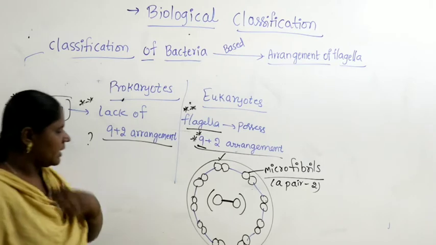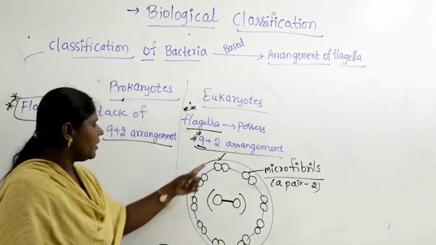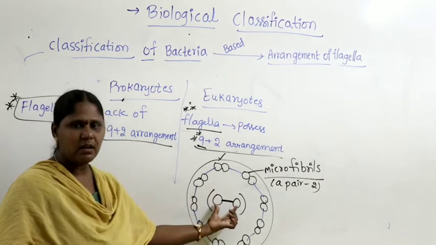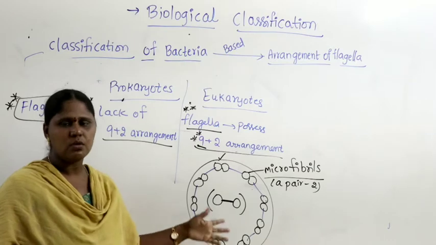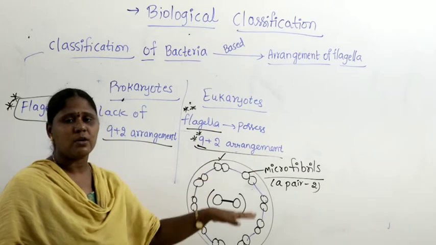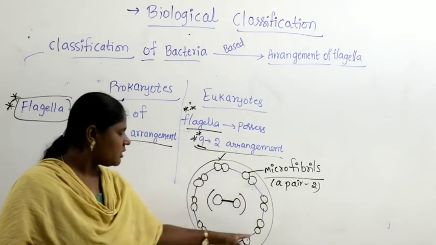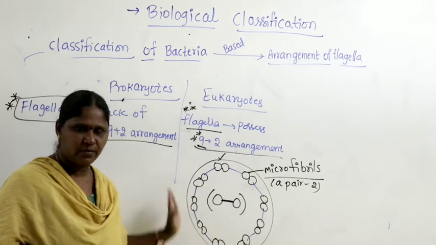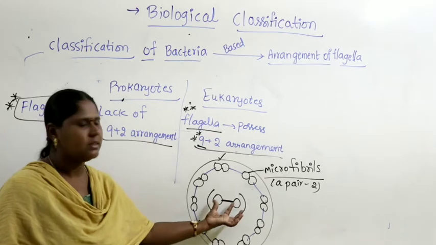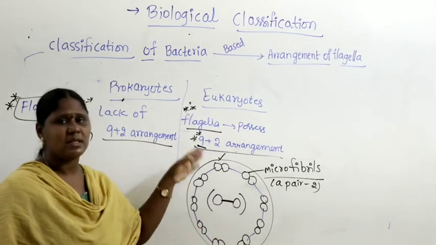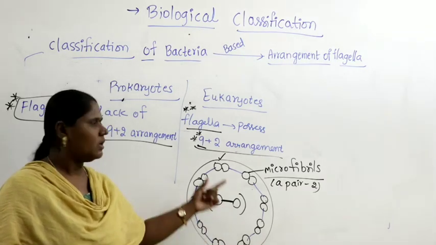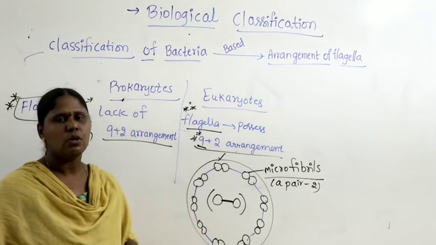That we will discuss at the time of the cytology chapter, where we draw 9 pairs of microtubules. In the center, 2 more are there. So we call this arrangement the 9+2 arrangement. What are these 9 here? So flagella is made up of microfibrils. 9 pairs of microfibrils are arranged at the periphery, and 2 individual microfibrils are placed exactly in the center. That's why the arrangement is 9 pairs plus 2 individual, 2 singlets in the center. The arrangement is called the 9+2 arrangement.